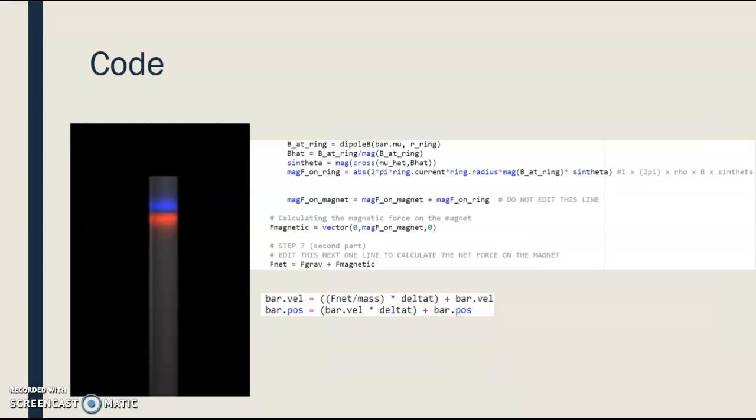Here I call my magnetic field function using my mu and r vector to determine sine theta between mu hat and b hat using the cross product. And I use these along with the current I found to find the magnetic force. And this value added to the gravitational force gives a net force. Finally, I used the net force and the momentum principle to update the velocity and position of the bar, after which the code loops until the bar leaves the tube.